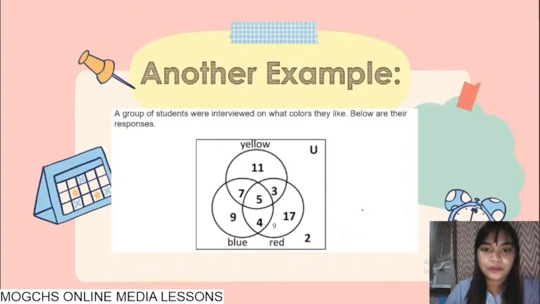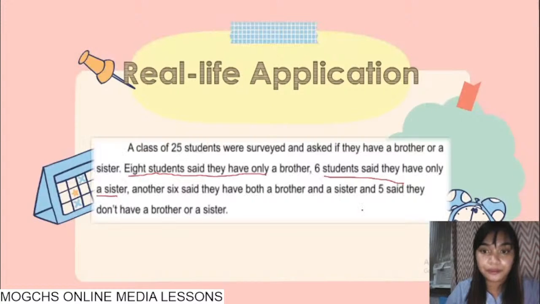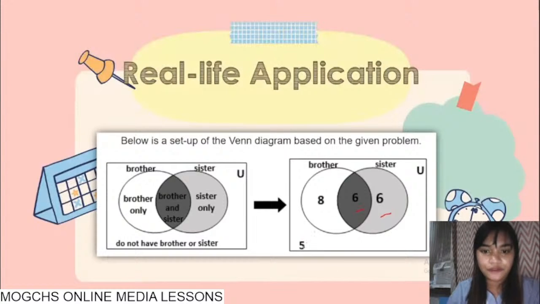And next, 5 of them said they don't have a brother or a sister. It means they're only child. That's why the 5 is outside of the set, because these 5 don't have a brother or a sister. Okay, so that's how you present or transform a problem into a Venn diagram.